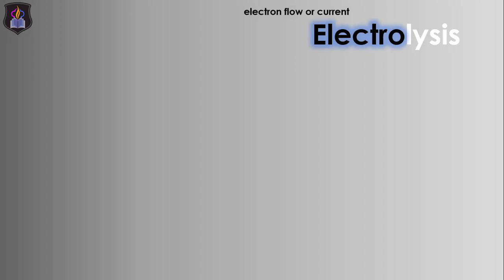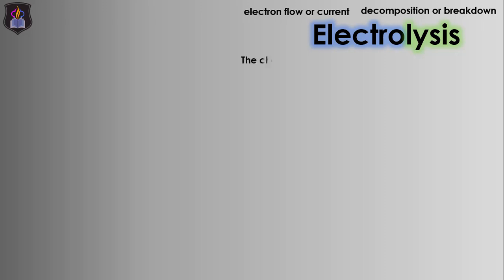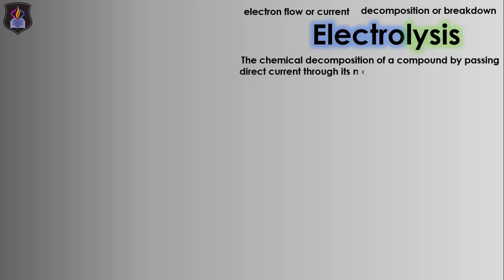Welcome back. The word electrolysis is derived from two words, namely electro, meaning current or electrons flow, and lysis, which means decomposition or breakdown. Combining the two words, we can define electrolysis as the chemical decomposition of a compound by passing direct current through its molten state or aqueous solution.